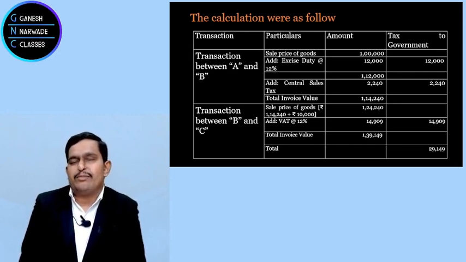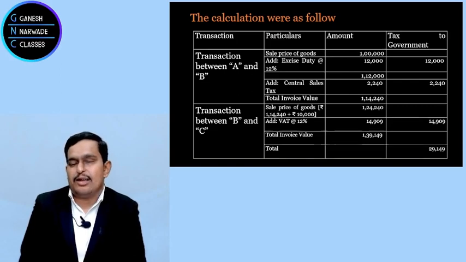First transaction between A to B. How much? Sale price is 1 lakh. Now excise duty, how much did I say? 12%, correct? So on 1 lakh, 12% is the excise duty. So it became how much? 1 lakh into 12%, you calculate, it will come to 12,000. Now we have to add 1 lakh plus 12,000. How much will it come to? 1 lakh 12,000. Now CST is levied by the central government only, but they are also taxing on the tax amount.